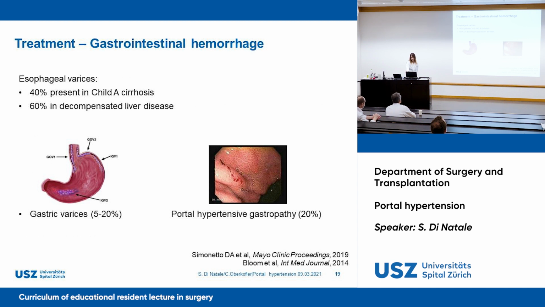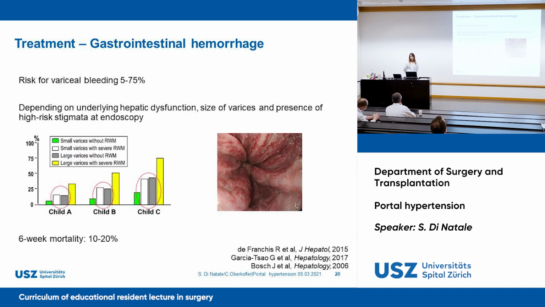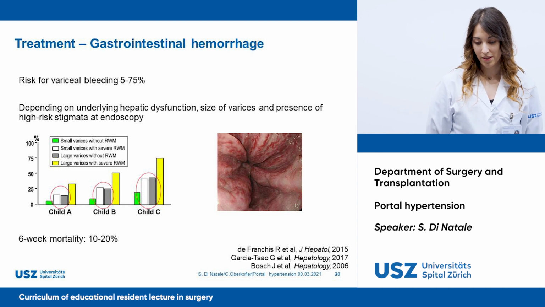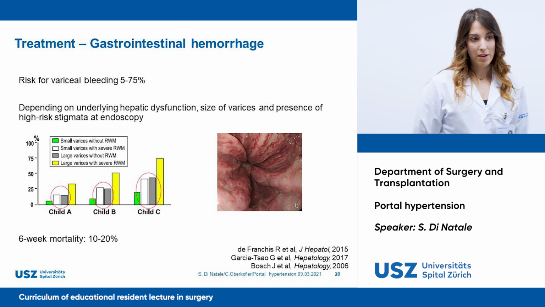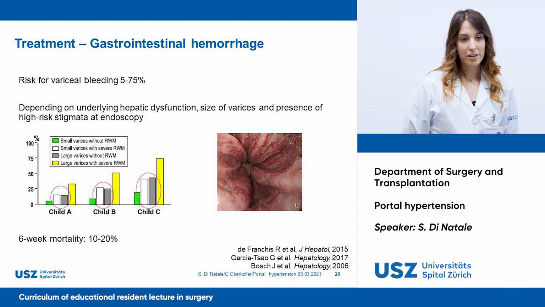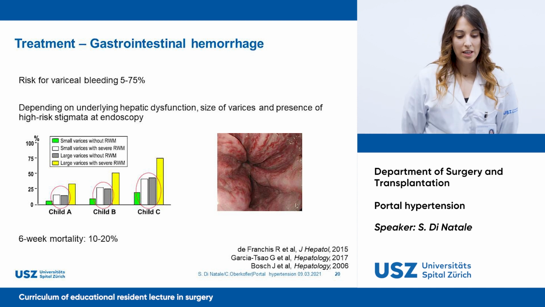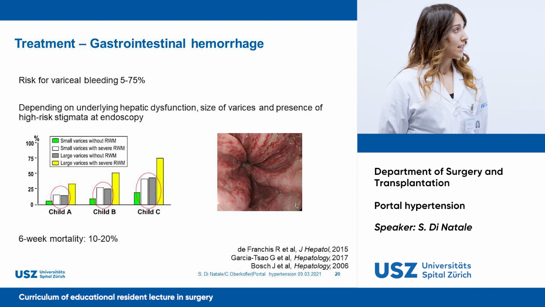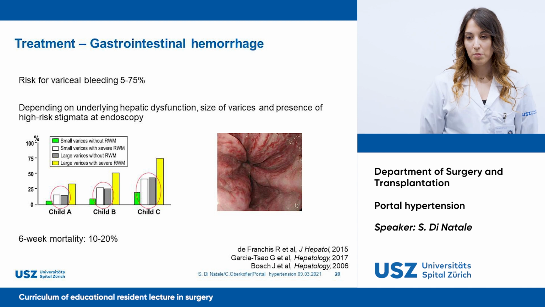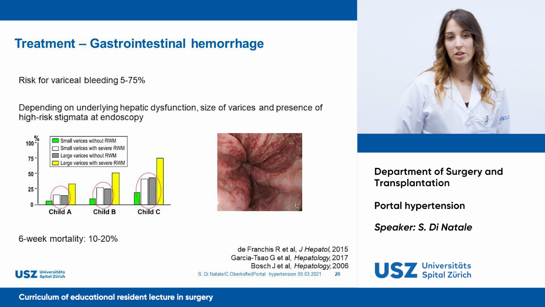Now, the risk of subsequent hemorrhage is determined by the underlying hepatic dysfunction, size of varices, as well as the presence of high-risk stigmata at endoscopy, and therefore ranges between 5 and 75%. The 6-week mortality, however, reaches almost 20%. Without an adequate prophylactic therapy, recurrent bleeding is seen in up to 80% within the first year, with an associated mortality of 30%. That's why prophylactic therapy and treatment of acute hemorrhage are crucial.